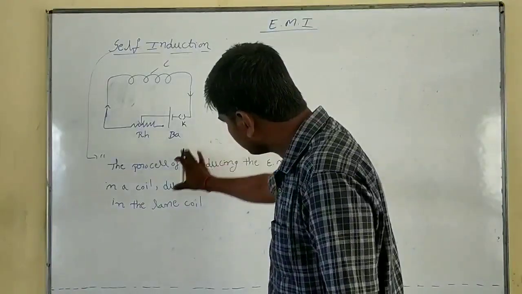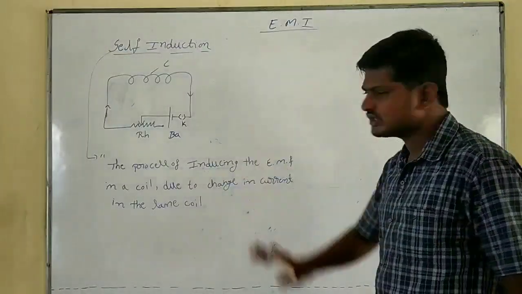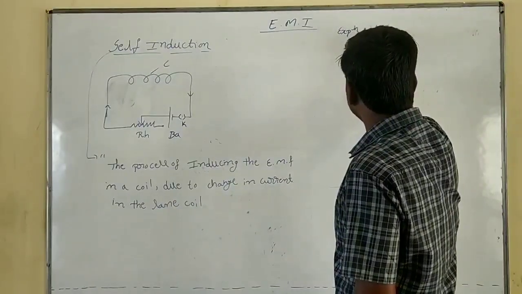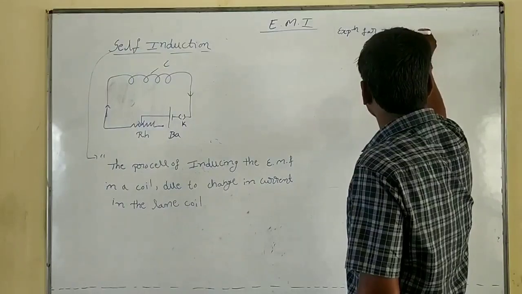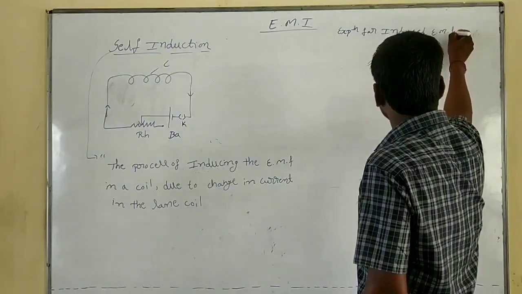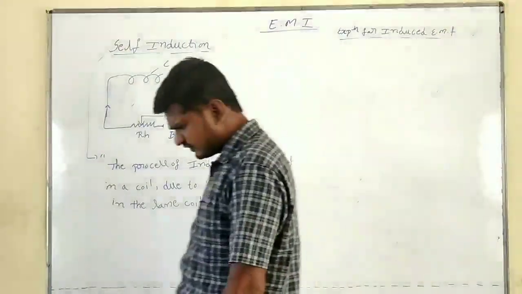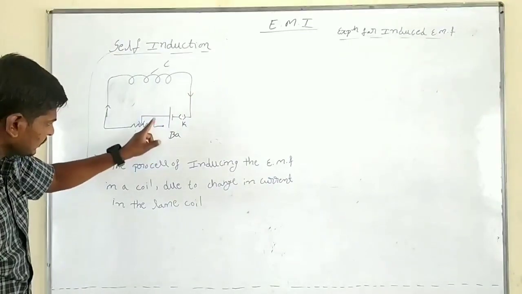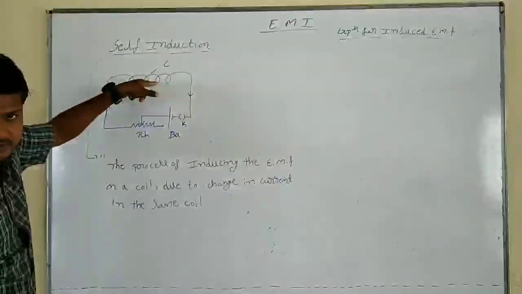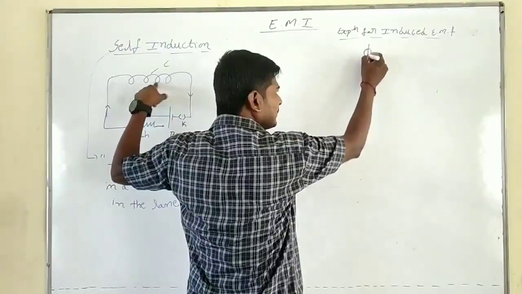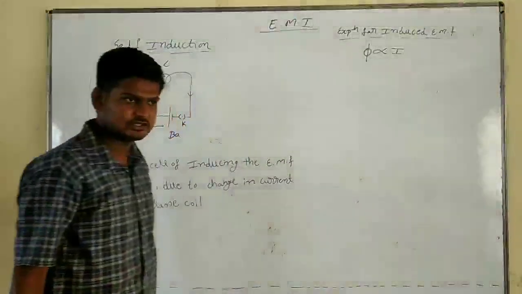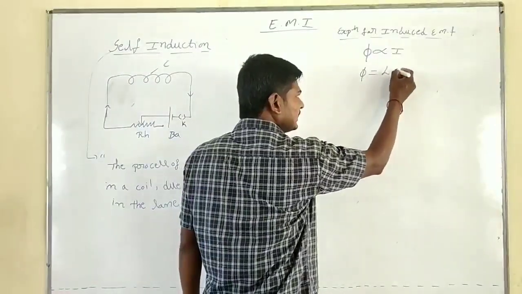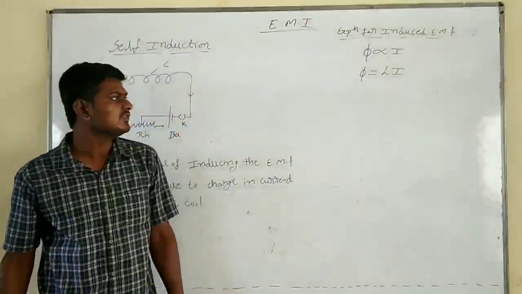Here, already we know what is meant by self-induction. Now we have to write the expression for induced EMF. Already I told that when I increase the current, the flux is going to change. Means when we increase the current, the flux will change, or when we decrease the current, the flux will change. Means the flux is directly proportional to the current I. Here we have to remove the proportionality constant. That proportionality constant we are going to call the coefficient of self-induction or self-inductance.